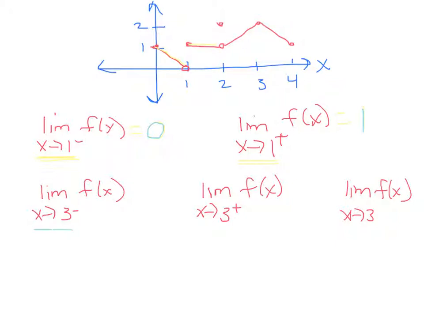If I look at this example, as I approach 3 from the left, my picture is going up to 2. As I approach 3 from the right, my picture is still going to 2. Since I'm going to the same number as I approach from the left and the right, we say that the limit is 2. This one definitely has a limit at 3.